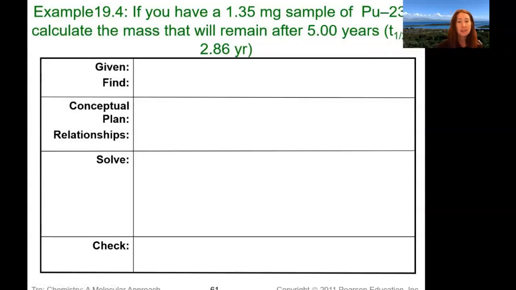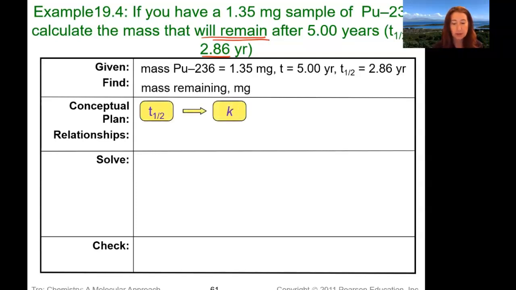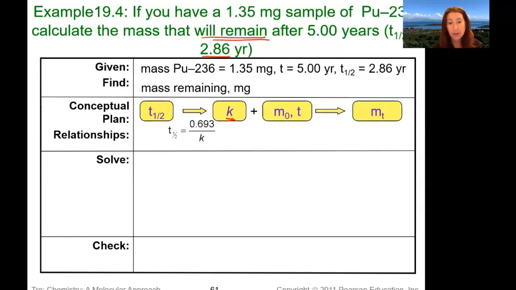Okay, so let's practice this. If you have a 1.3 milligram sample of Pu-236, calculate the mass that will remain after 5 years. And the half-life is 2.86 years. So we want to know how much will remain after 5 years. A few things we need to figure out. We need to figure out our rate constant, we need to find our k. And after we find our k, then we can figure out the amount that's left.